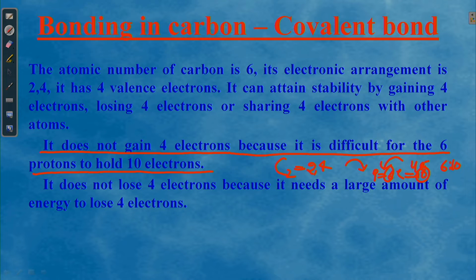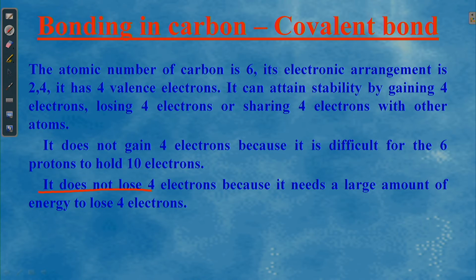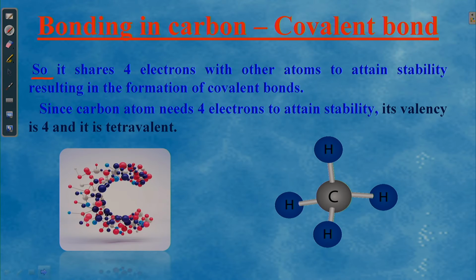So it is not possible. It does not lose 4 electrons because it needs a large amount of energy to lose 4 electrons. So that is not possible also. So it shares 4 electrons with other atoms to attain stability, resulting in the formation of covalent bonds. Since carbon atom needs 4 electrons to attain stability, its valency is 4 and it is tetravalent.